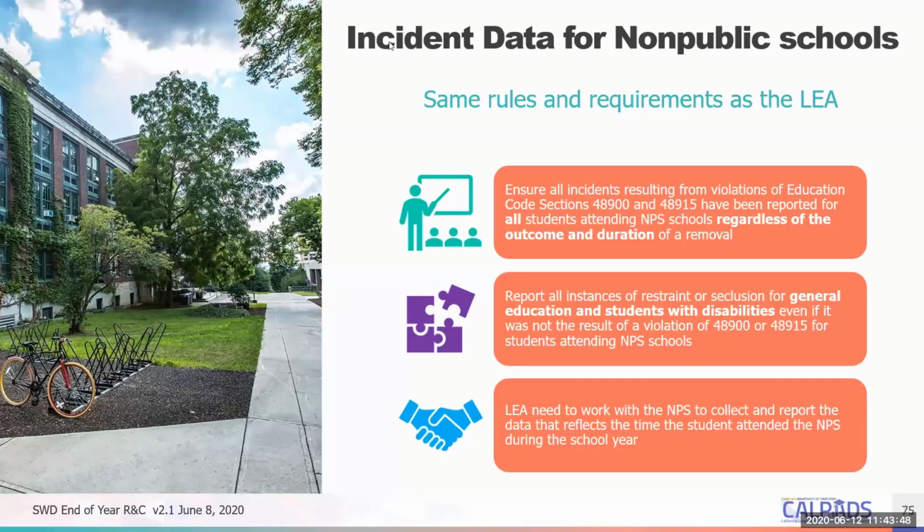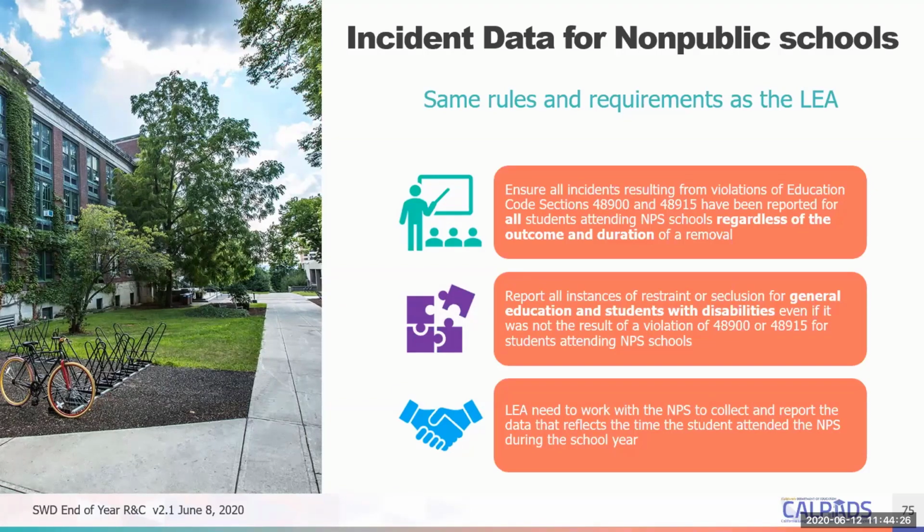Because so many of our students with disabilities are served by NPS schools, you need to know that the same rules and requirements for you at the LEA level apply at the NPS school. And so while this information comes from your student information system, what relationship does that data coordinator have with your NPS schools? Usually the special education staff would be the point of contact for those NPS schools. So you have to take it upon yourself to ensure that your NPS schools know what's required of them, and you have a mechanism in place to share the information.